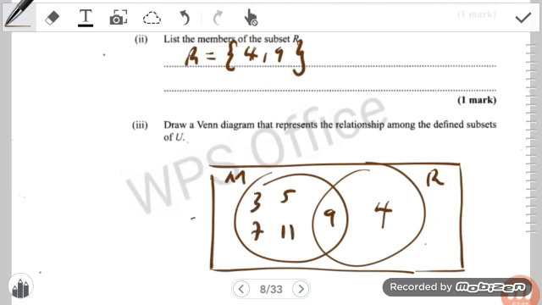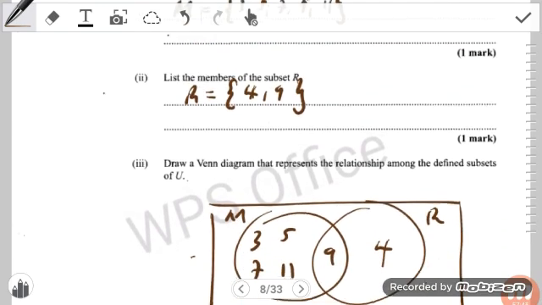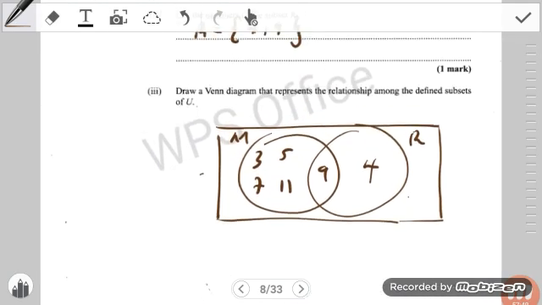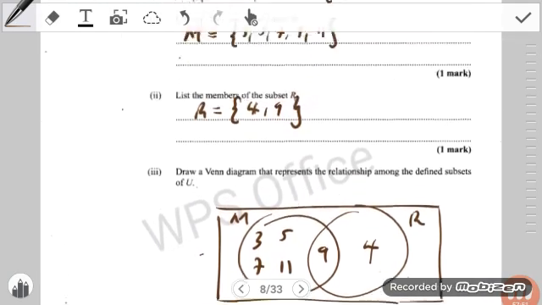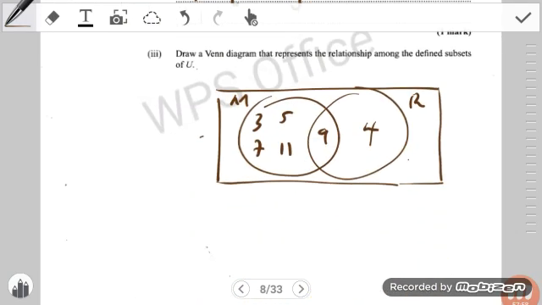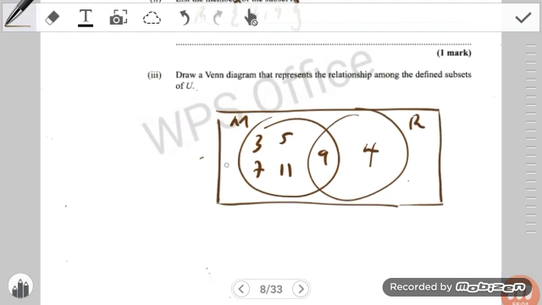So remember that members such as 3, 4, 5, we have number 6, 7, number 8, 9, number 10, 11, that's it. So the 6, 8, 10 here need to be included outside of the 2 circles. If you don't put that 6, 8, 10, CXC or CSEC might remove 1 mark for that.